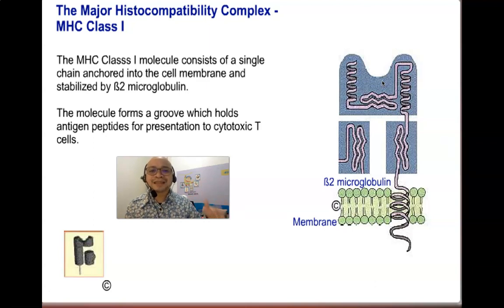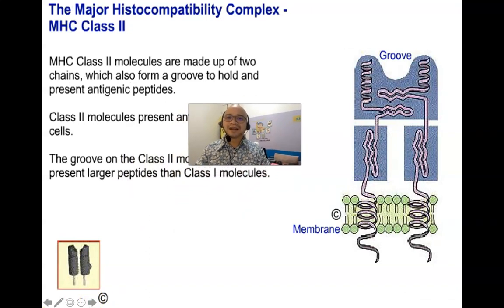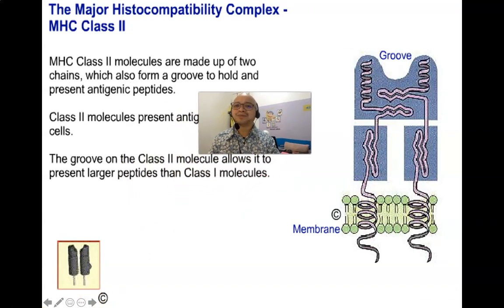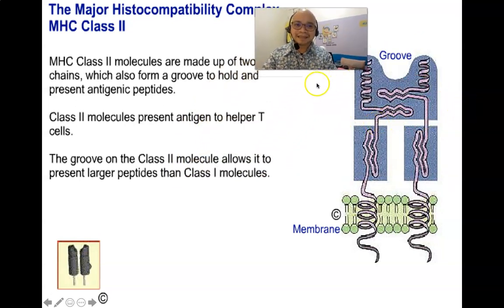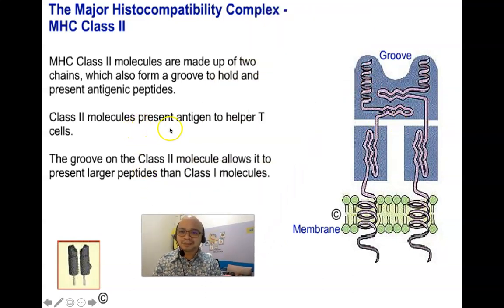MHC class 1 is found in all nucleated cells of our body, so it will present to cytotoxic T cells, which are the CD8. MHC class 2 is made up of 2 chains. Again, class 2 chains. Okay? And class 2 present antigen to T helper cells.